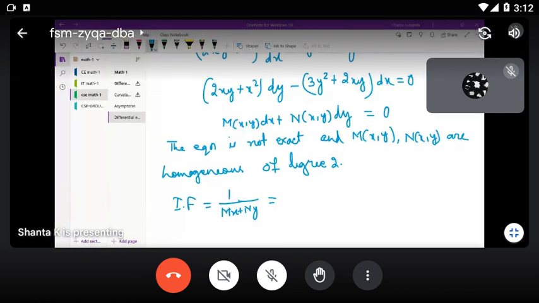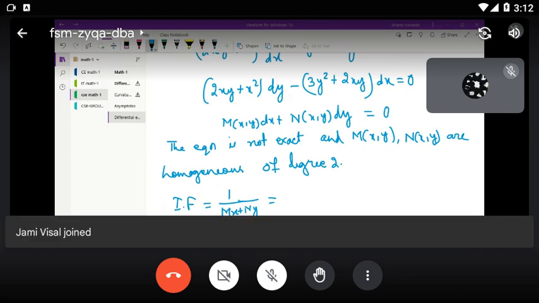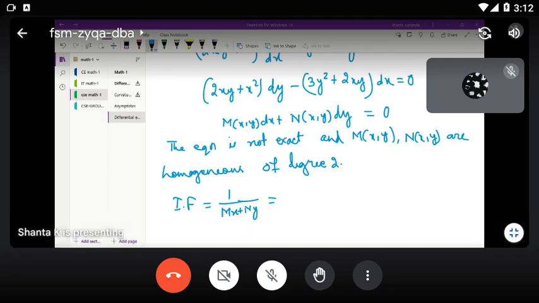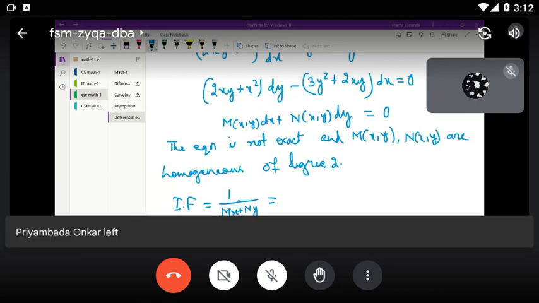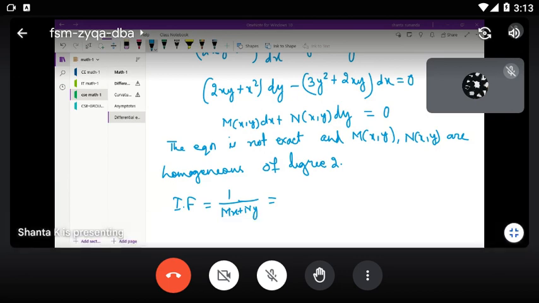Are you reading? Anyone done? I gave you the integrating factor.